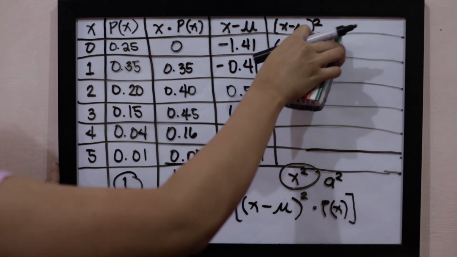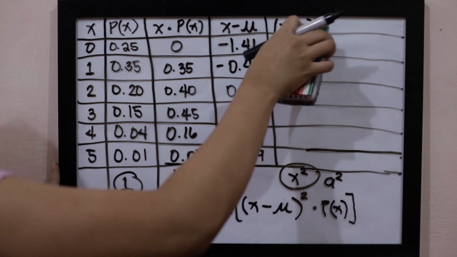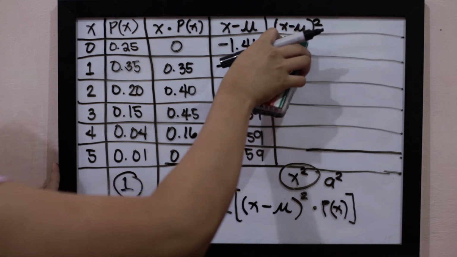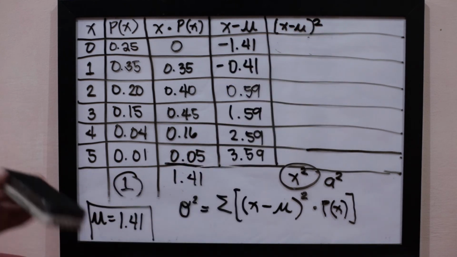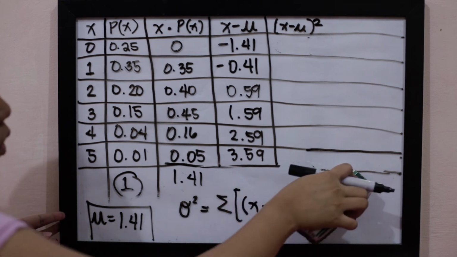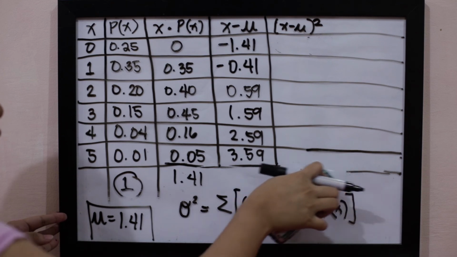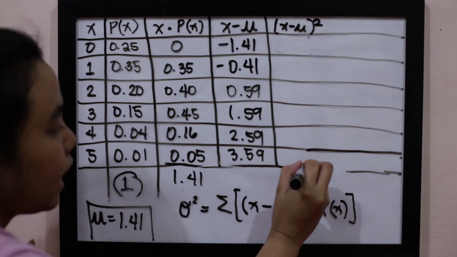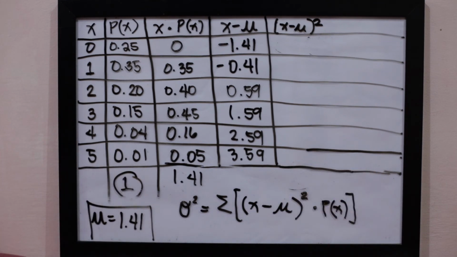Tapos, yun na po yung ilalagay natin dito. Ngayon, ma'am, if we square this one, ang haba ng lumalabas na numerical values. So, ganito po yung magiging kasunduan natin. Lahat po ng kukumputin natin ay laging 2 decimal places lang. Pag nag-e-exceed yung values na nakukuha natin sa calculator sa 2 decimal places, you round it off to 2 decimal places as always po.